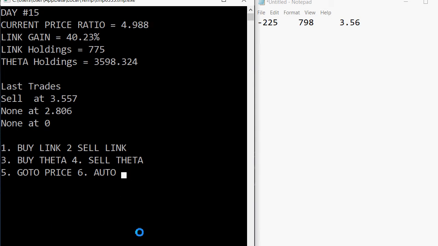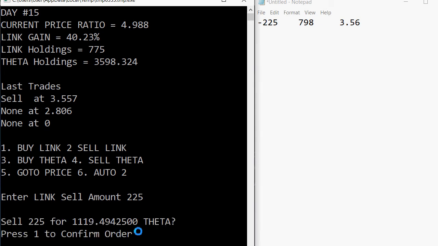So that's push 6 to the next one, and there's Link with another big gain. And that's a bigger one at 40%. So let's sell another 2.25. That'll bring it down to 550. And this time we're going to get a much bigger number, because obviously the price moved 40% to your advantage. So now it's a gain of 1,119, and we'll put in a ratio of 499.